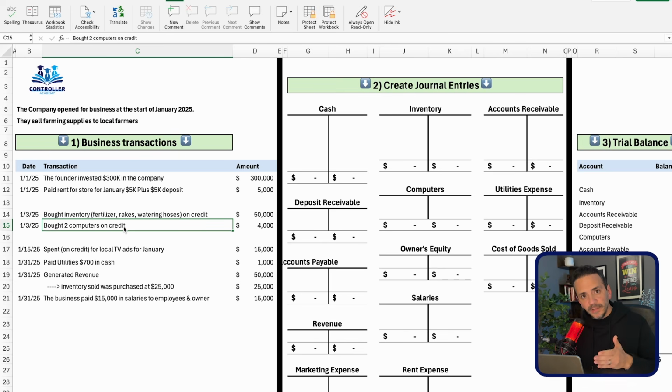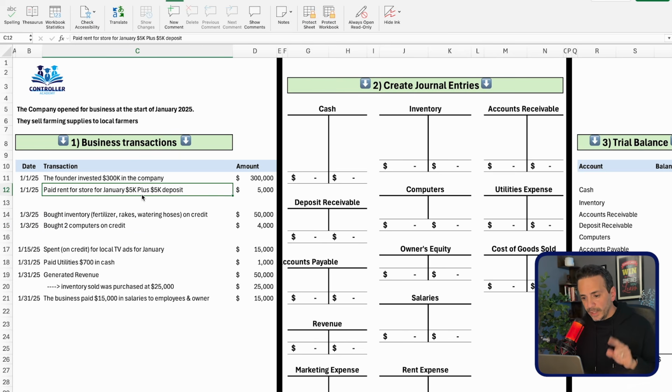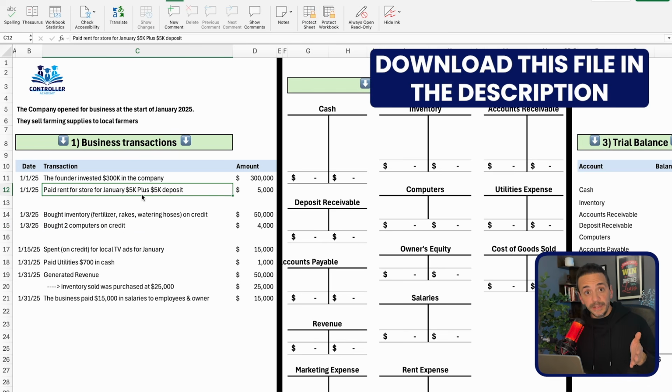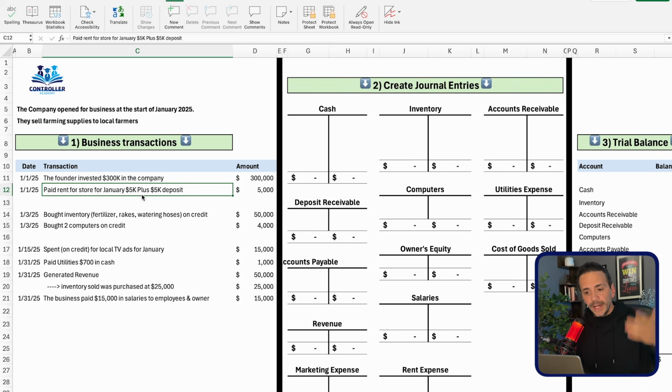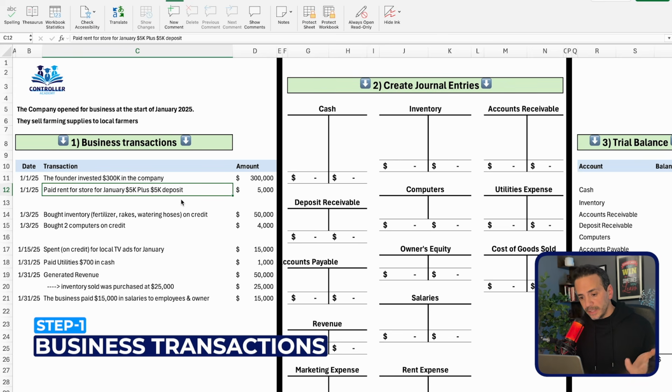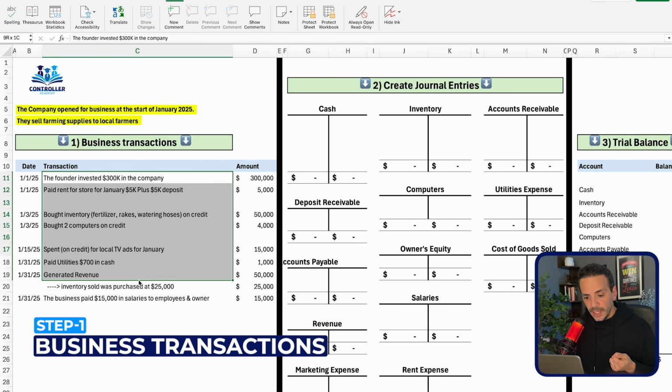Alright, so now diving right into Excel. And by the way, this template is going to be available for free download. Find the link in the description below, where you can try your hand at practicing creating these recordings. We have a set of business transactions for a new business. The company opened for business at the start of January 2025. They sell farming supplies to local farmers. So we'll go ahead and create the journal entries.